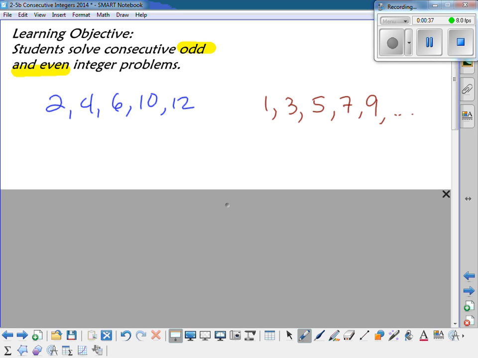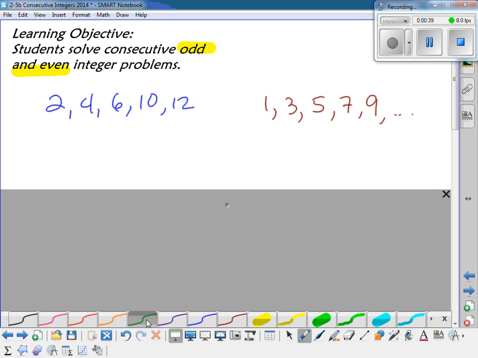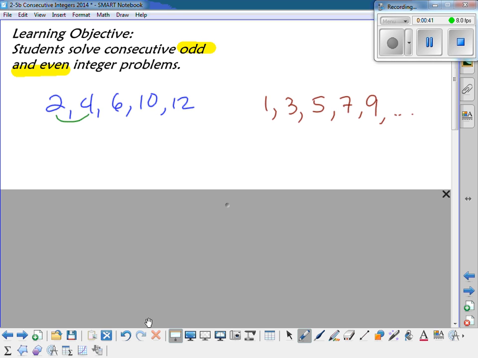Now, if we look at the distance between the first one and the second one, how far apart are 2 and 4? You added 2 to get there. What about going from 1 to 3? What did you add? 2. You also added 2. If I go from 2 to 6, what do I have to add? 4. If I go from 1 to 5, what do I have to add? 4. Are you guys seeing a pattern?